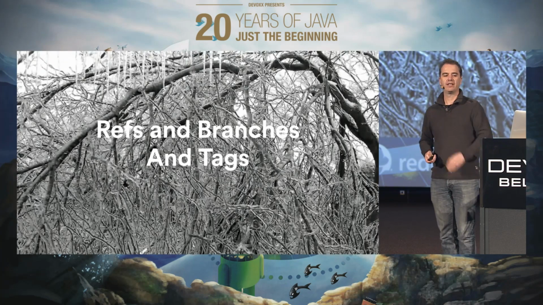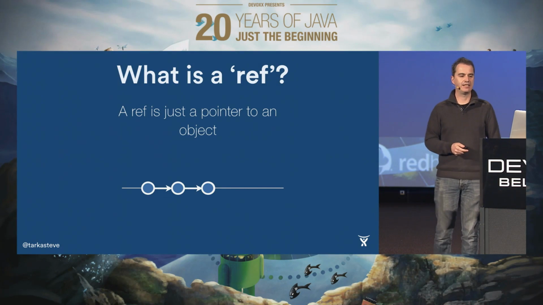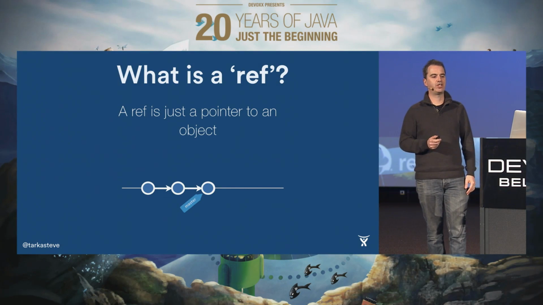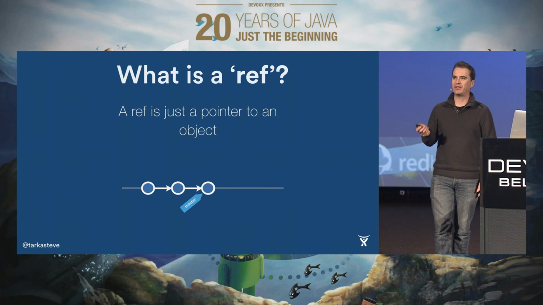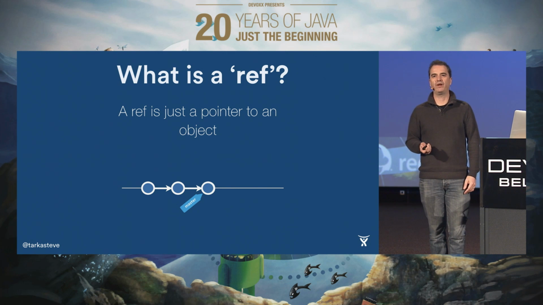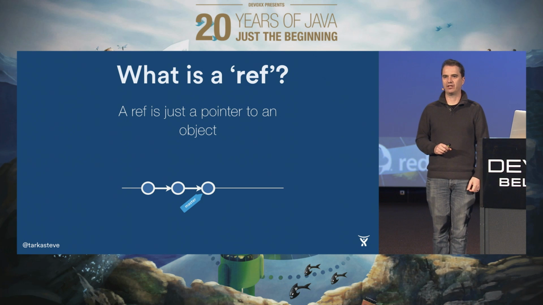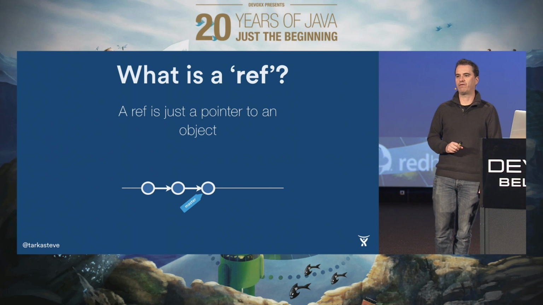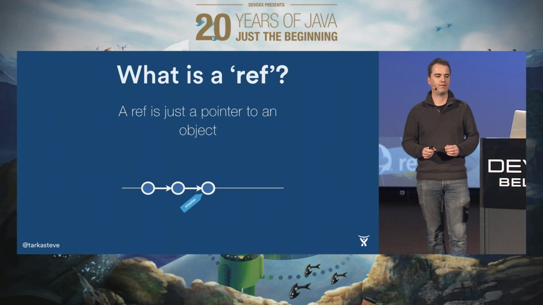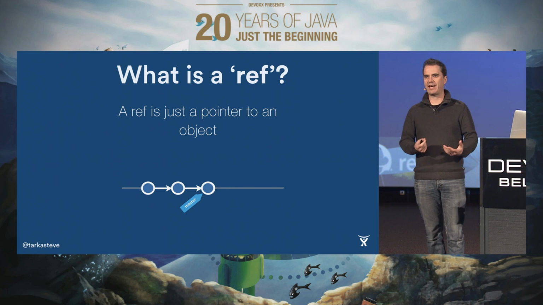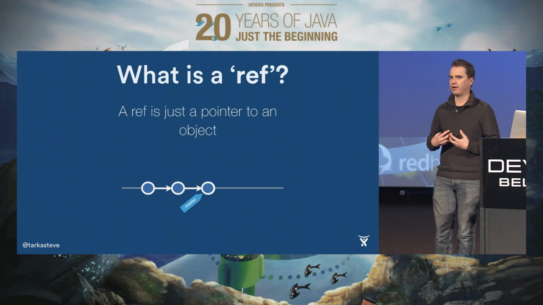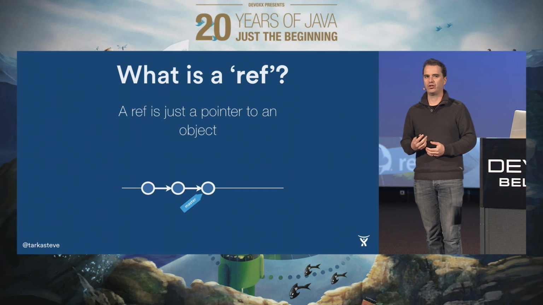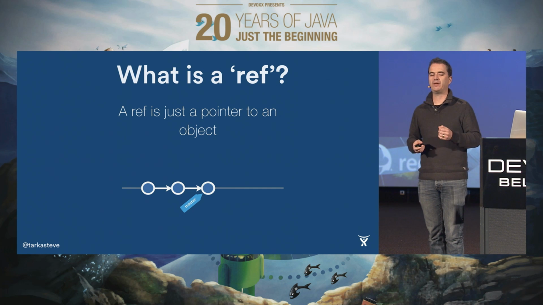So refs are the next level up, and they're exceedingly simple. A ref is just a pointer to an object. End of story. In fact, at its simplest level, it is just a file with a string in it that contains the hash of the object it's pointing to. That's the simplest form of ref. But we don't generally deal with refs very much directly. You can, but you're operating at a lower level then. It's kind of fun to do, it's good to know, but you don't actually want to operate on them. Generally speaking, you're operating at a slightly higher level of abstraction.